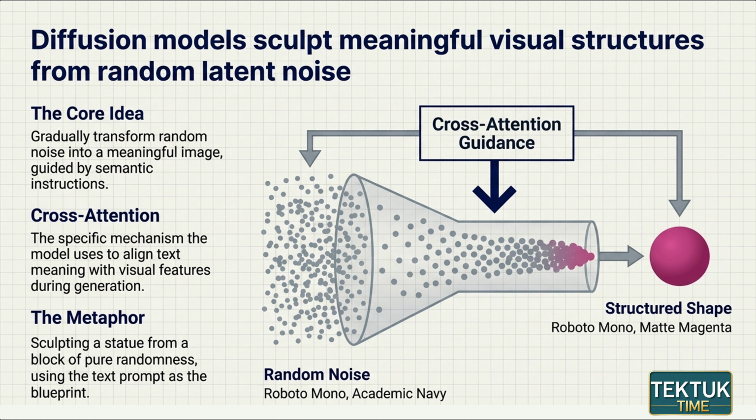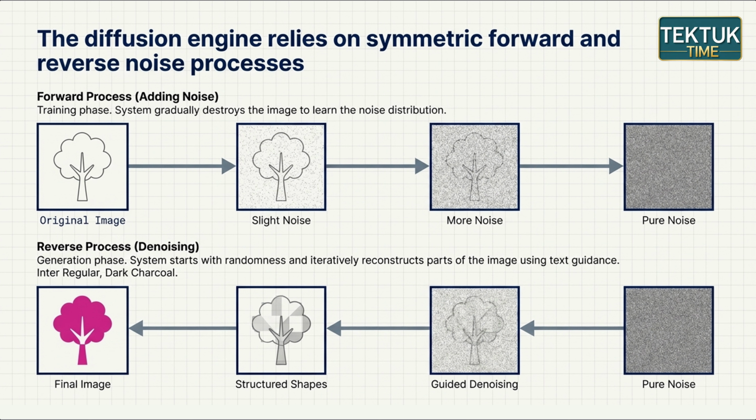And the way it learns to do this is through symmetric forward and reverse noise processes. During the training phase, a forward process systematically adds noise to a crisp image step by step until it's completely destroyed into static. It's essentially learning how a cake is made by meticulously unbaking it. The system does this to learn the exact mathematical distribution of that noise. Then, during the generation phase, it reverses the entire process. It starts with pure randomness and iteratively reconstructs the image, denoising the canvas under the strict guidance of your text prompt until that final output emerges.